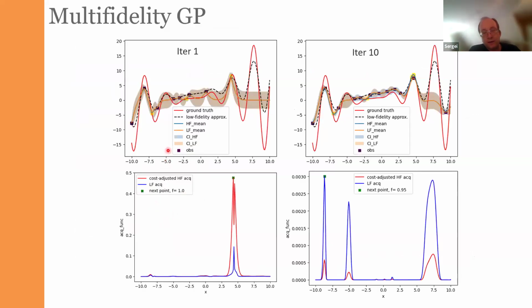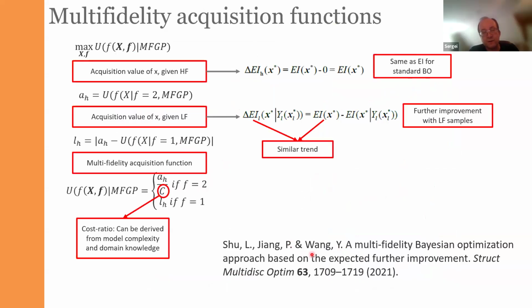So anyway, these are a few examples of how the multi-fidelity approaches work. So we create our acquisition functions for the low fidelity and high fidelity, adjusted by the cost. And then we do the measurement for whichever one is the argmax of those functions. So we choose between the two. That's how this algorithm by Shu and Yang or Wang works.